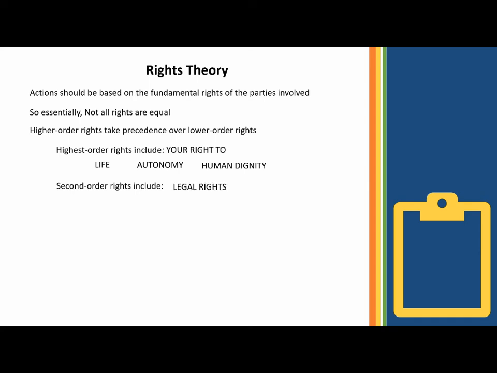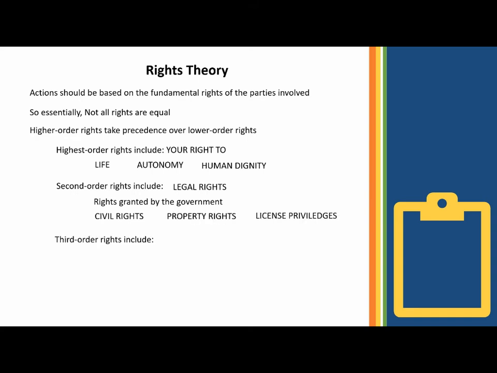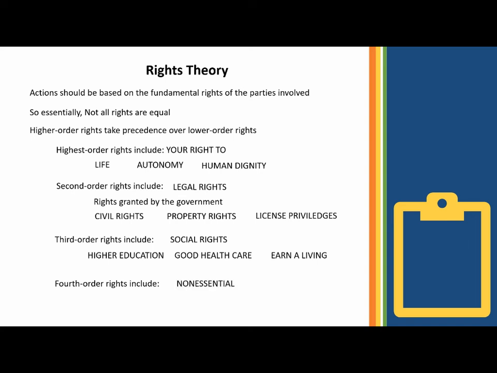The second order of rights include legal rights, the rights granted to you by the government, such as your civil rights, your property rights, your license privileges. Then the third order of rights include your social rights, your higher education, your good health care, earning a living. So those are the third order rights. So those are the main top 3 rights within the rights theory, because the fourth order is the non-essential ones, your personal taste. So that would be last on the totem pole in the rights theory.